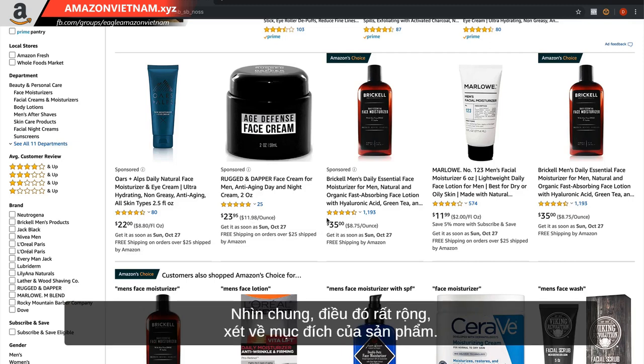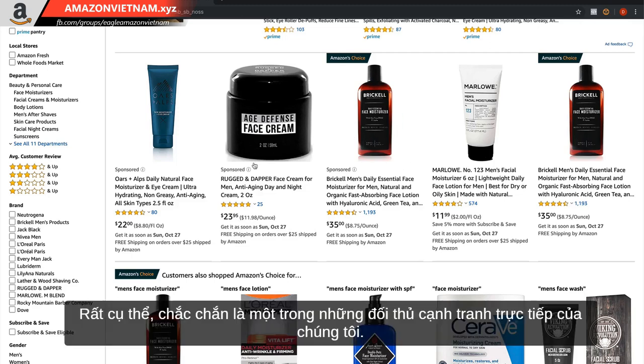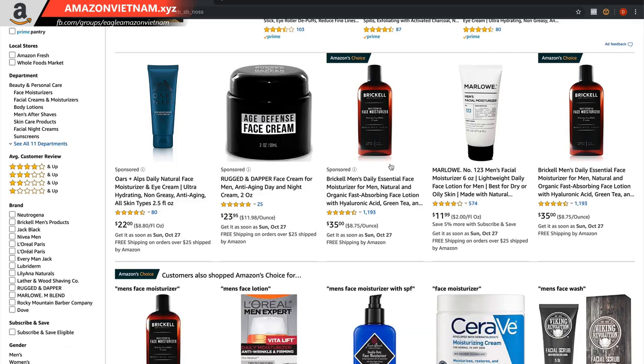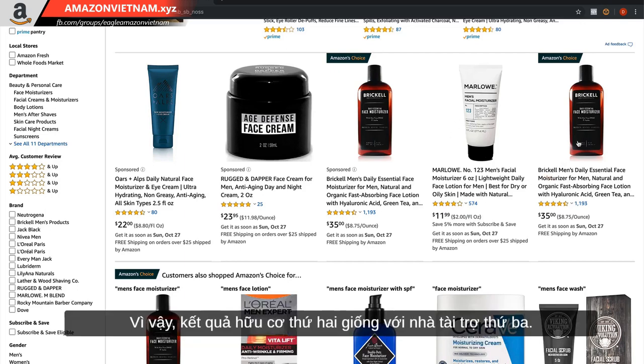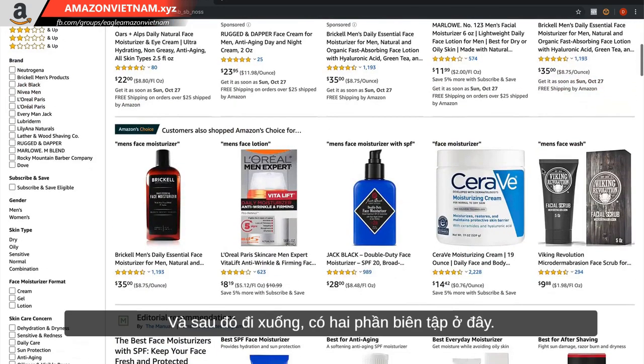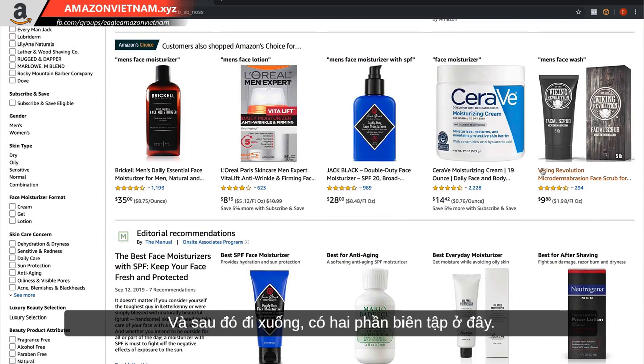$23.35, that's great. A bit broad and general in terms of the intent of the product, very specific, definitely one of our direct competitors. And then we have a more broader sort of daily use moisturizer, but lower price point. So the second organic result is the same as the third sponsored, that's the same product. And then coming down, there's 2 editorial sections here.